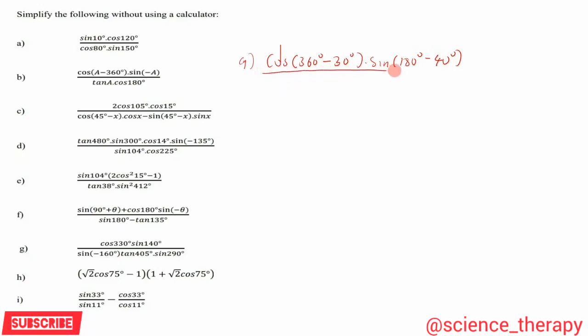And then all that over we have sine negative 160 degrees, which we can see is a negative angle. So how do we write that one? Sine of a negative angle, we know that it is negative sine, so that's negative sine 160 degrees. Then we are given tan 405 degrees, which we know if an angle is greater than 360, we need to subtract 360 from it. So 405 degrees minus 360 will give us tan 45 degrees, right?